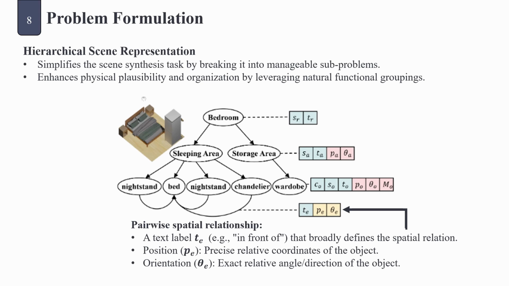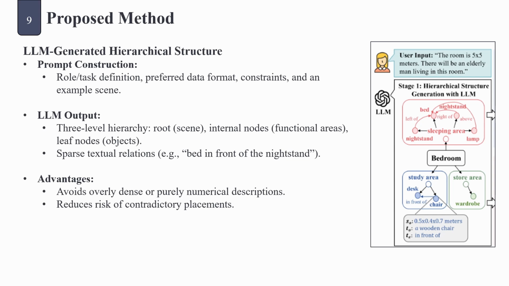Hierarchical scene representation helps break down the scene synthesis task into smaller, more manageable steps, making it easier to handle complexity. Additionally, by grouping objects according to their functional role, this hierarchy naturally improves physical plausibility and overall organization within the scene. The first component of the proposed method is the LLM-generated hierarchical structure.